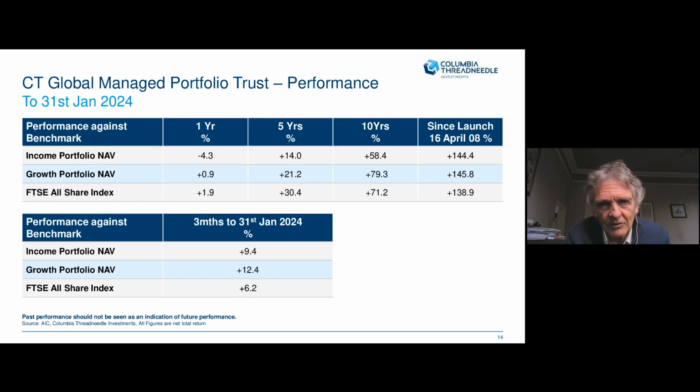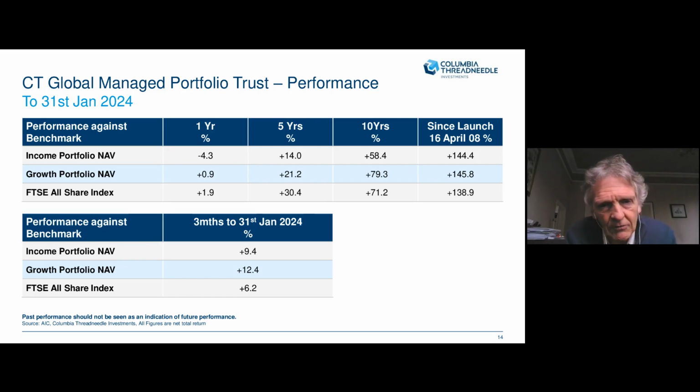Growth portfolio is ahead, the income portfolio is behind. And since launch, they're both slightly ahead of the all-share index. But the reason that doesn't appear all that good just now is because of what happened over those 2 years, when discounts widened on average from 2% to 19%. The result was not good performance for investment companies.